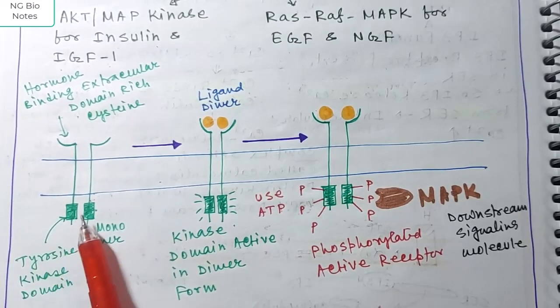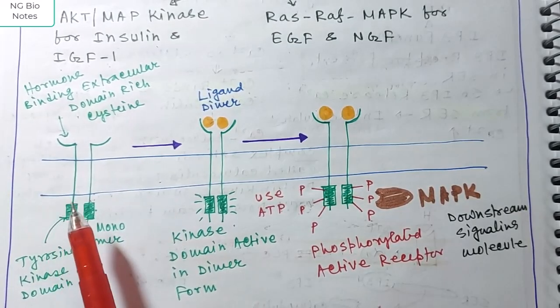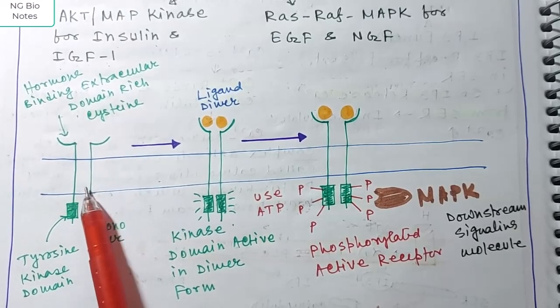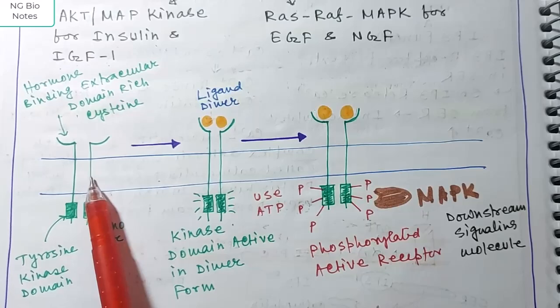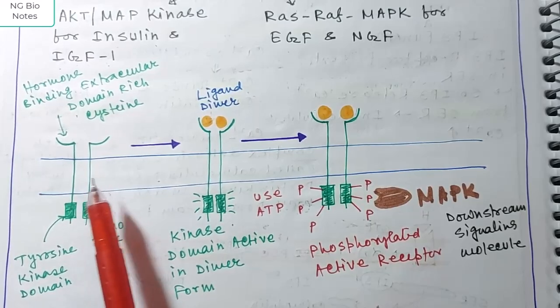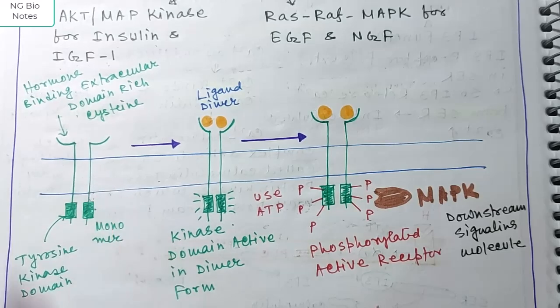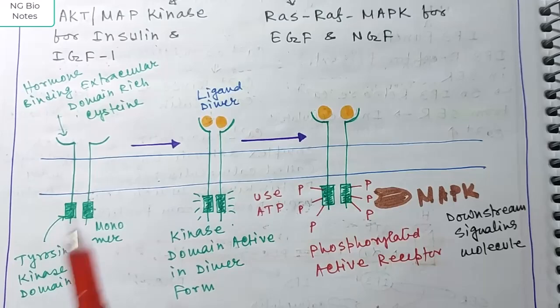Actually, this tyrosine kinase receptor is a non-G protein coupled receptor, and it is also a plasma membrane-bound receptor. That means when the receptor becomes activated, it does not require any downstream G protein activation, right? So this type of receptor is a G protein free receptor.